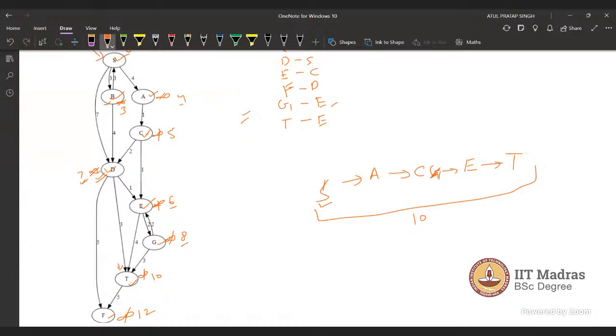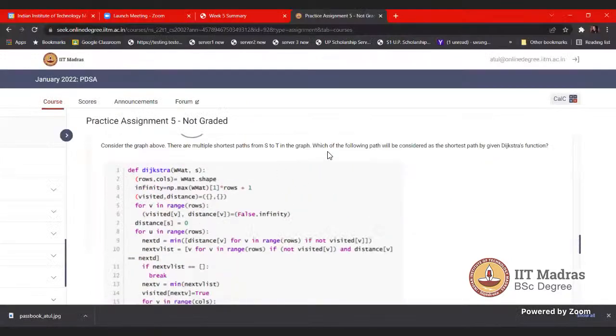Sir, all three paths, SDT and the others, are the same. All three paths are the shortest path, right, sir? Yeah. These things are given in the problem statement. There are many possible paths, so there are multiple shortest paths from S to T. But the question asks which of the following paths will be considered the shortest path by the given Dijkstra function.